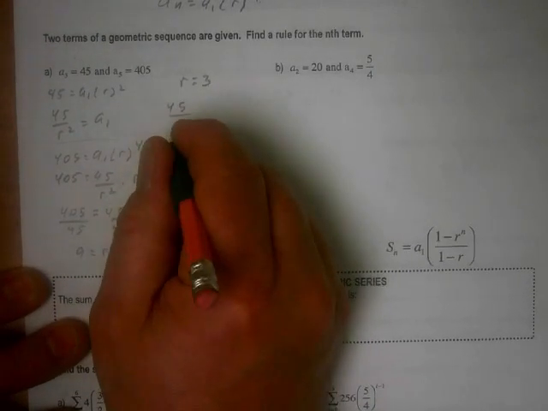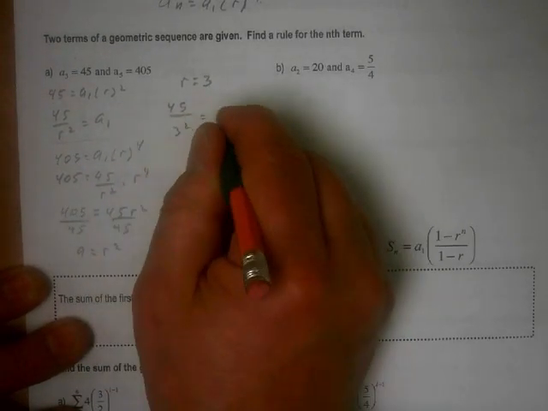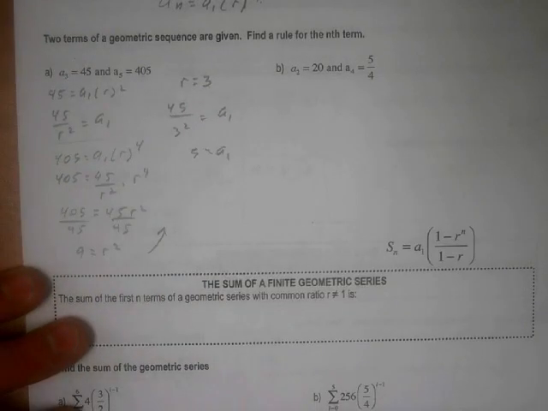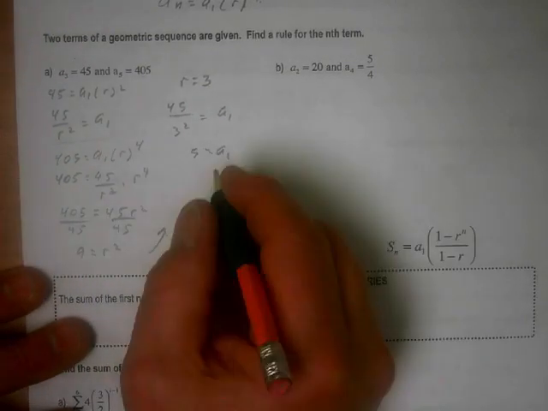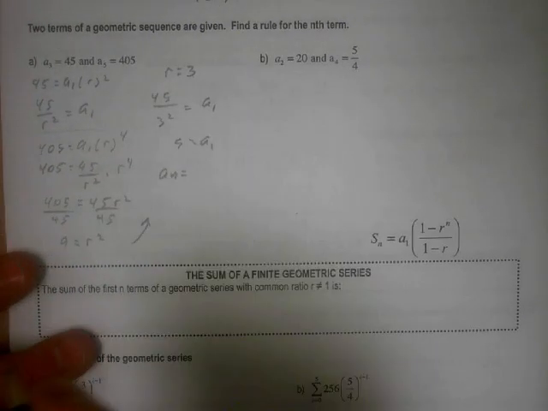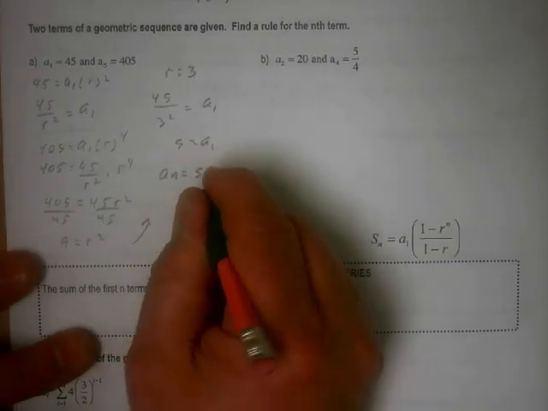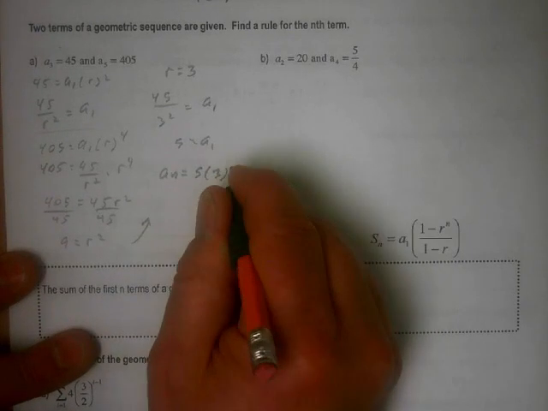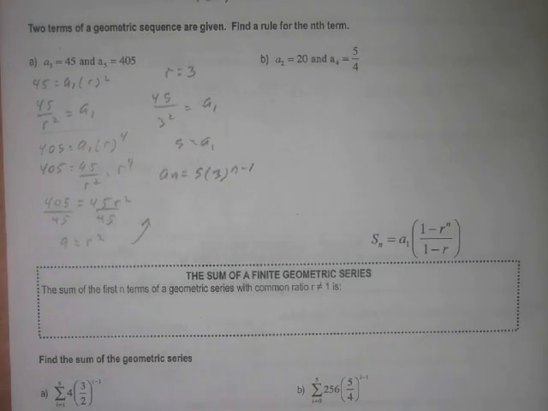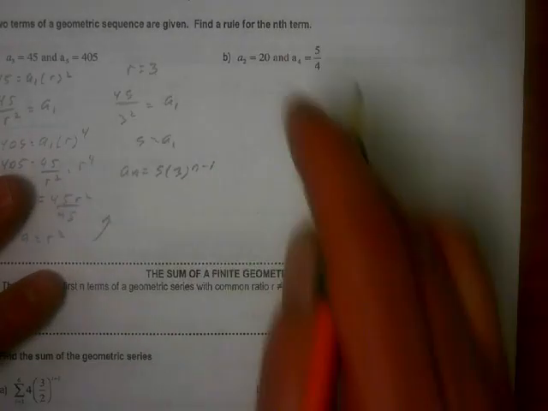Now you take this 3, put it into that r right there, and we find that a sub 1 equals 5. So now I can write the rule. A sub n equals the first term, which is 5, times 3 raised to the n minus 1 power.